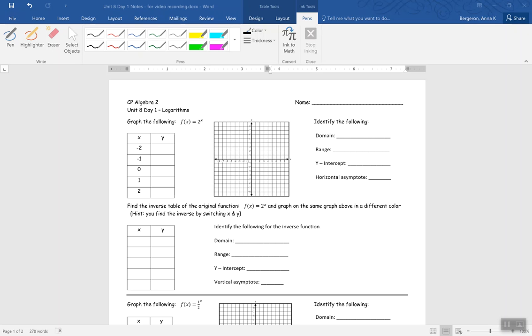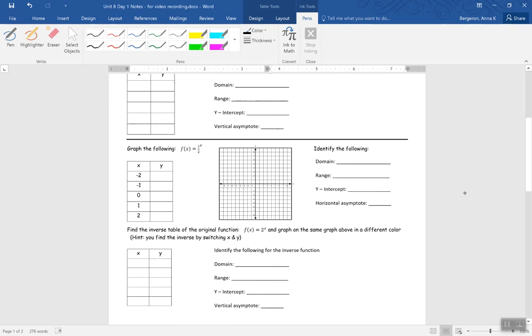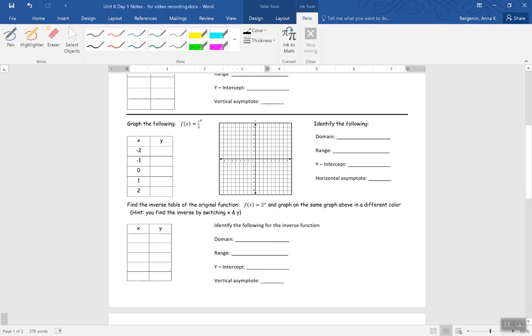So I want you to go ahead and pause the video and give these first two examples on the first page a try. So we have this first one, if you need to pause and work out the first one. And then this is our second example that I want you to try. So go ahead and pause the video and give those a try.